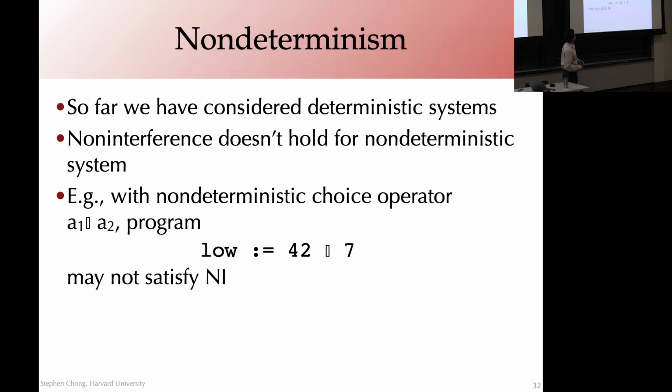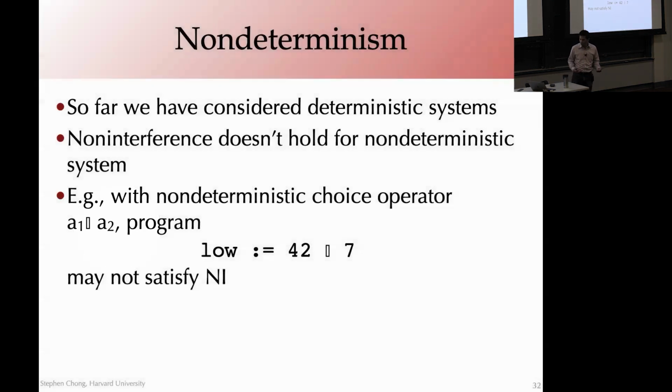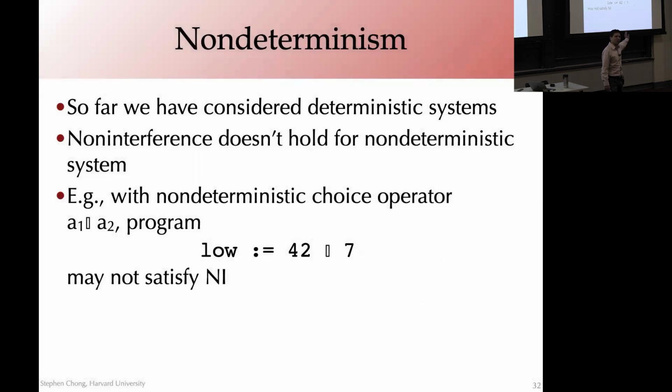So let's consider the following program. Suppose we have a non-deterministic choice operator, this narrow bar. A1 choose A2 non-deterministically chooses between A1 and A2. So in this program, low is assigned 42 or 7. Strangely, this doesn't satisfy non-interference. I say strange because this program does not directly manipulate any secret information at all. Right? The program doesn't even mention any program variables with secret information. Why might this fail to satisfy non-interference?